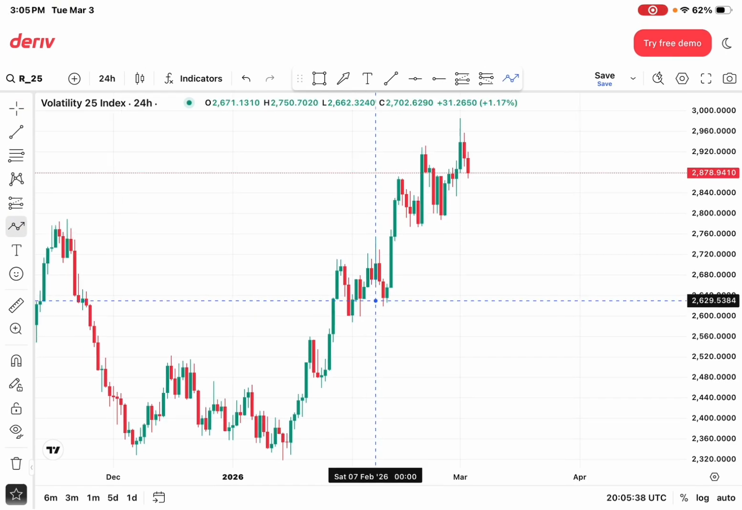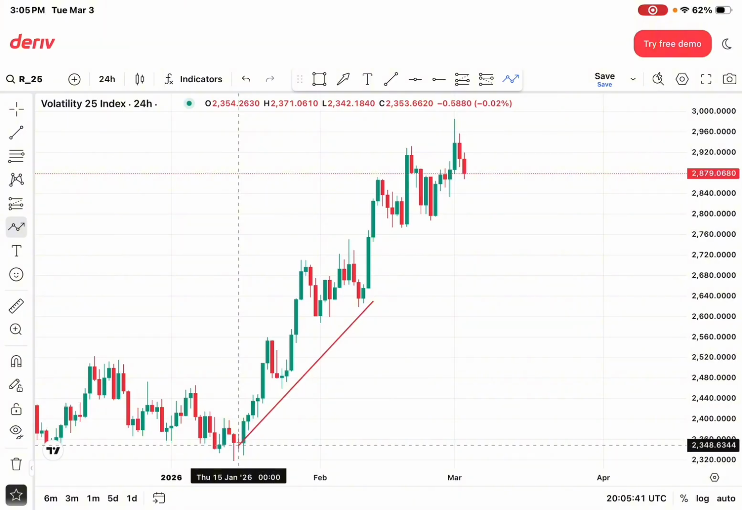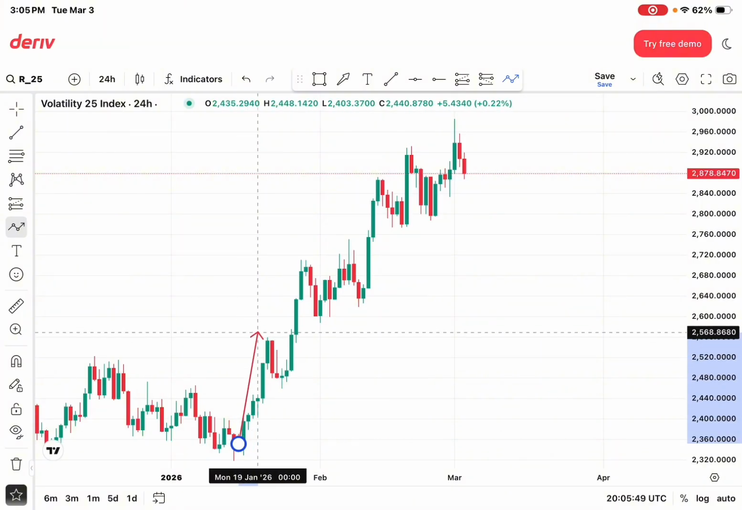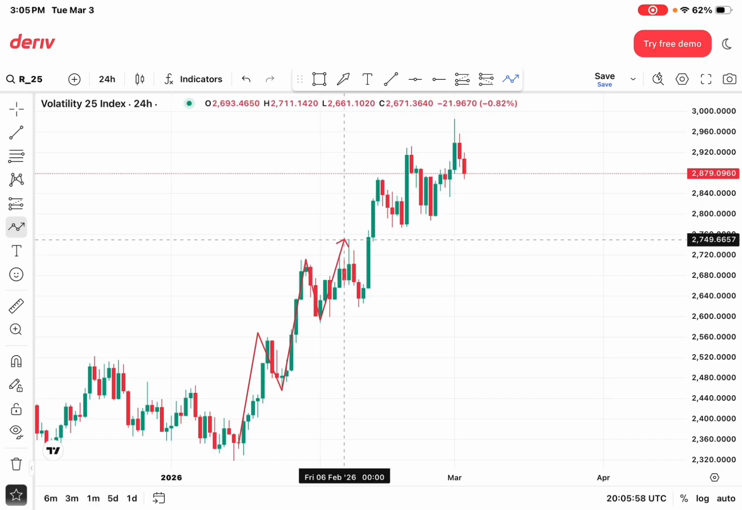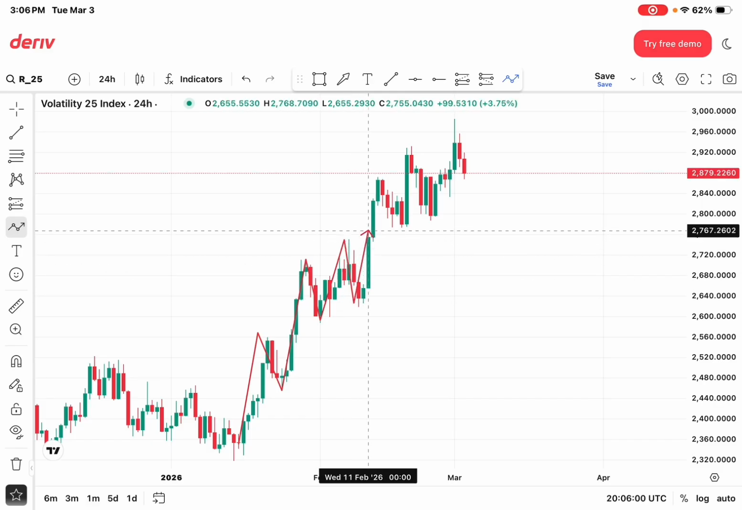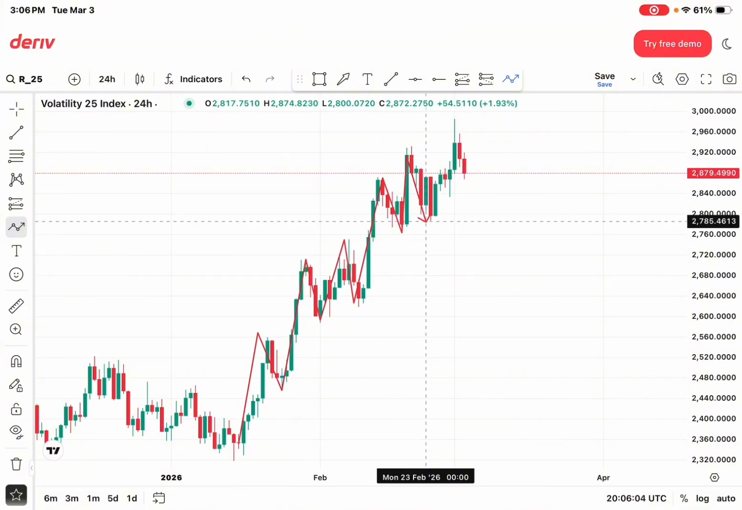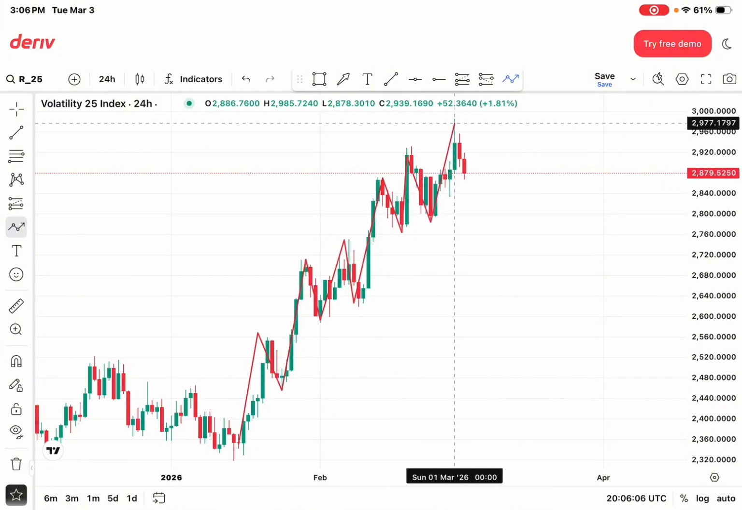This is an uptrend. Why? A high, higher high, higher low, higher high, higher low, higher high, higher low, higher high, higher low, higher high.